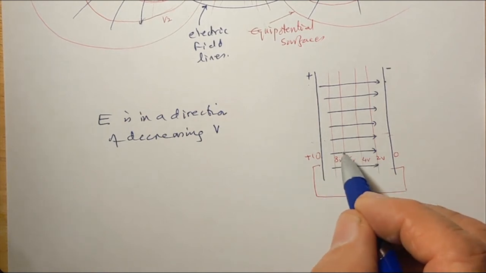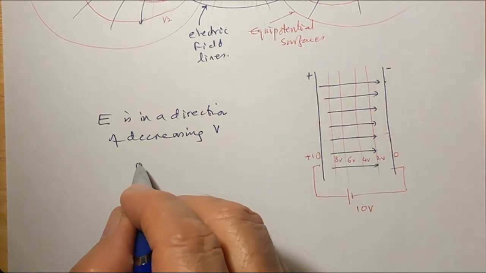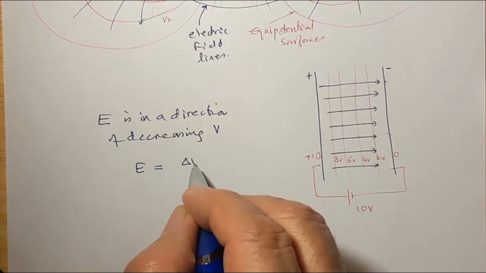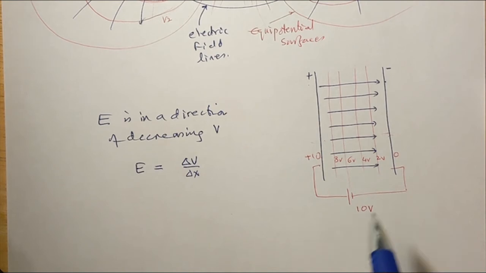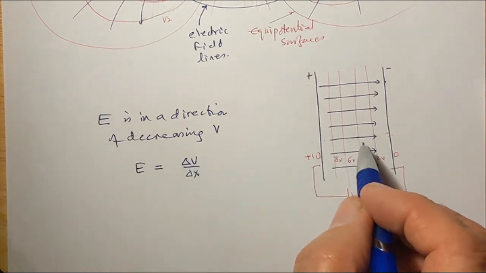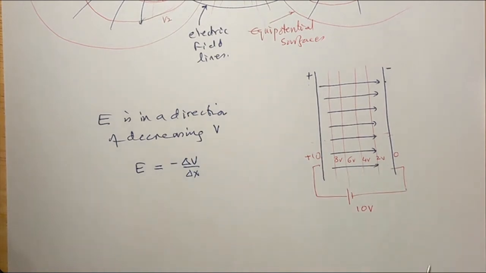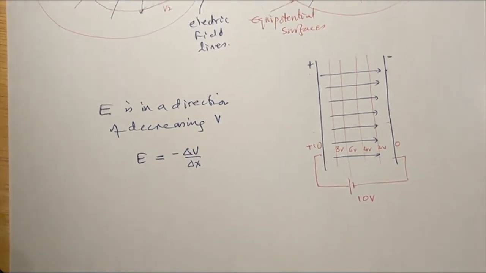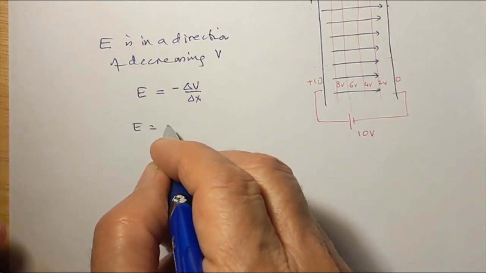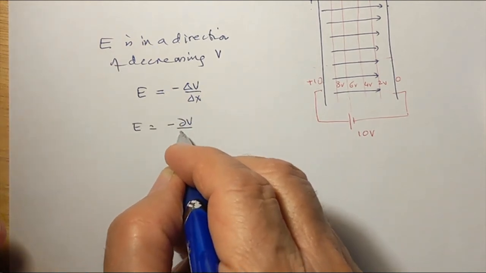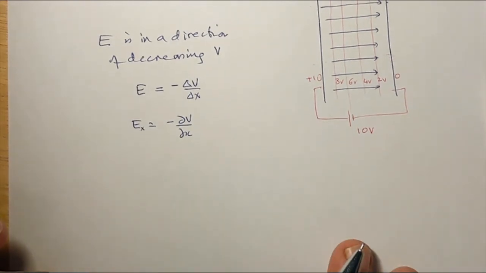And the electric field is always going in the direction of decreasing V. So we can write the electric field as delta V over delta X, or the rate of change of potential. And because the electric field is in the direction of decreasing potential, it's minus delta V over delta X. Or we can write the electric field as minus partial V with respect to X. That will be the X component of the electric field.